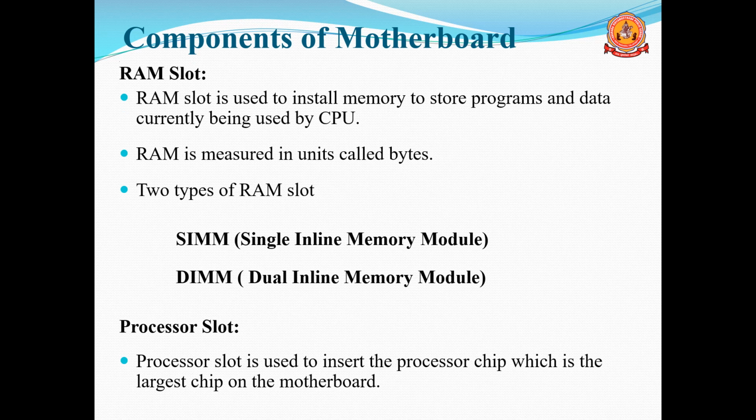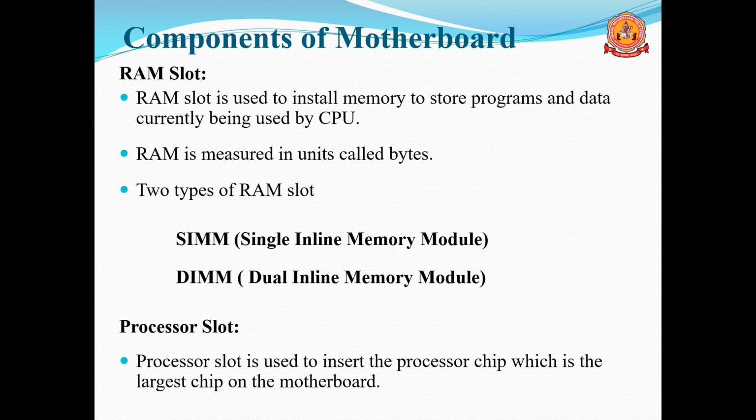In case of SIMM, if we take the RAM, only one side connector will be there. Only one side of the slot contains the connectors, and that is known as SIMM, Single Inline Memory Module. Then if we take the DIMM, Dual Inline Memory Module, that contains 2 sides. 2 sides of the slot contain the connectors. That is known as DIMM, Dual Inline Memory Module.